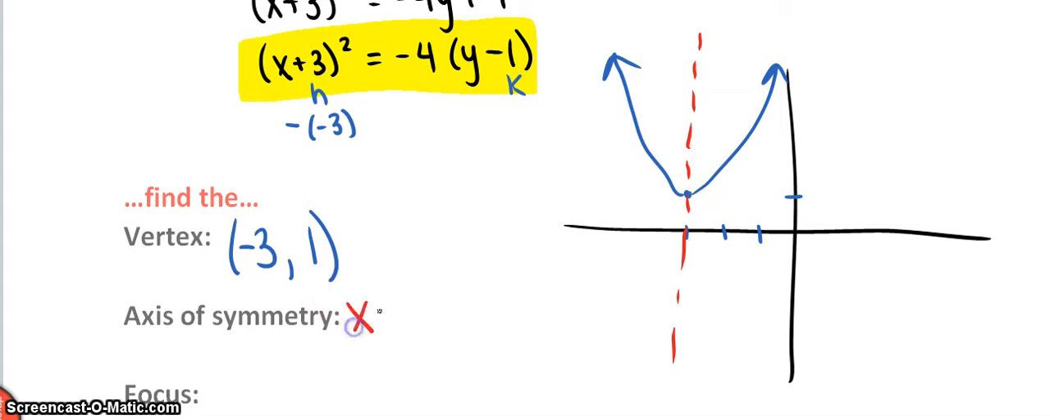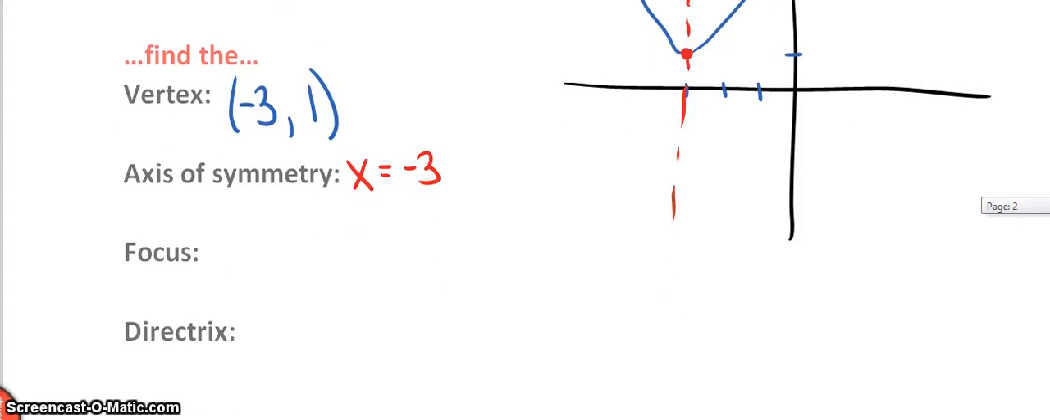So if it's a vertical line, it's always an x equals equation, and our x equals whatever the point on the vertex it goes through is. So every x value on here is -3. Okay, the focus and directrix are what's new for today.